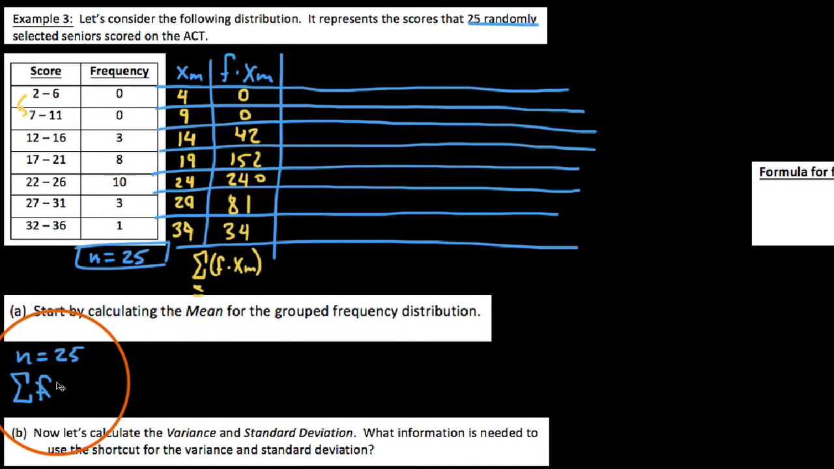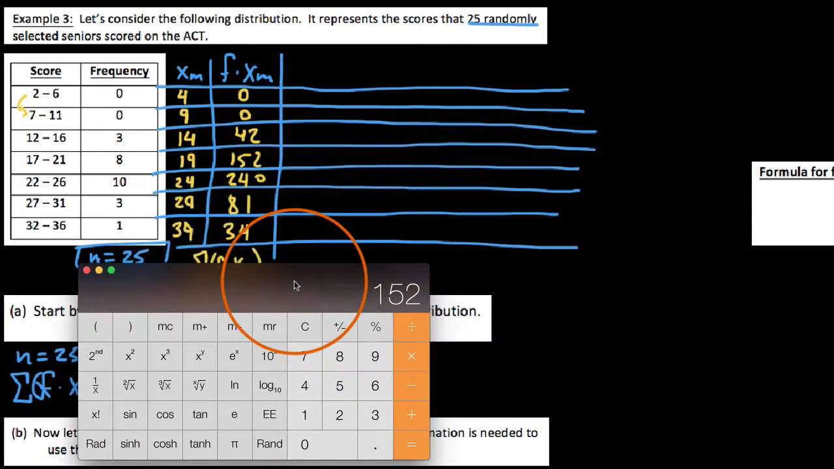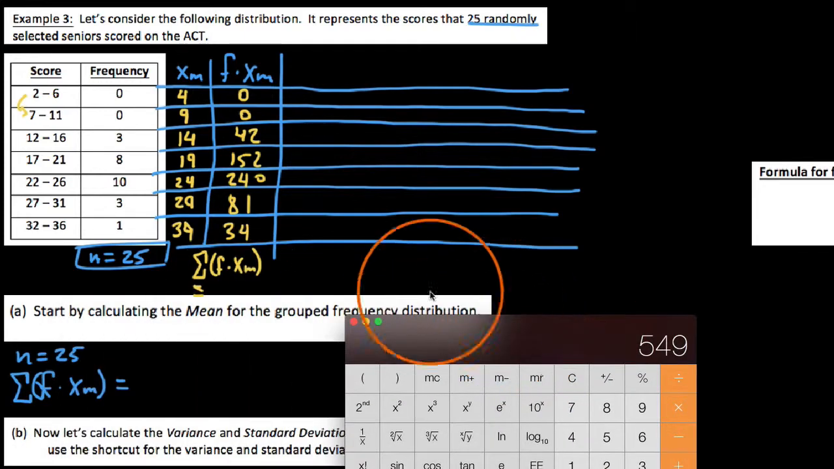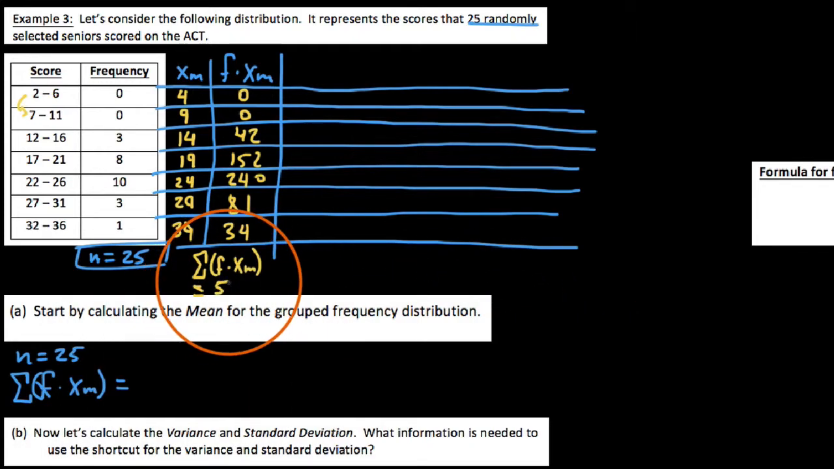Let me clean this up here. We have the sum of our frequency times class midpoint. And what these all add up to, and we just need a calculator to do this, is going to be this. We have 42 plus 152 plus 240 plus 81 plus 34. So we get 549. And I like to write sums at the base of our columns here. So 549, we say 549.